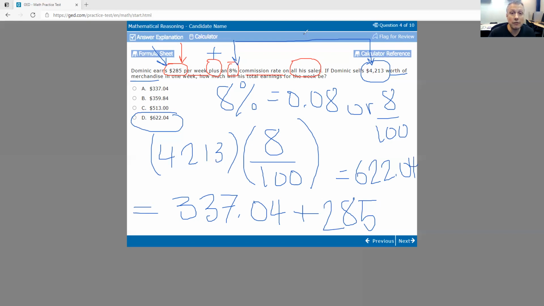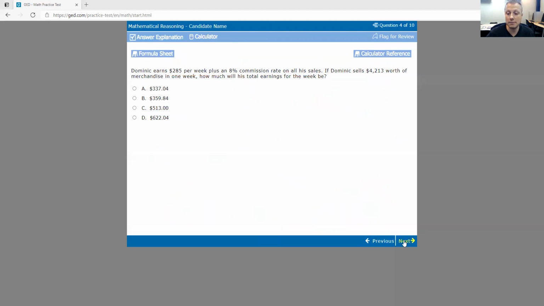Once we did that, we found the commission, but we still needed to add that to the set amount of money that he makes on a weekly basis. And then once we add those two together, then we found out the total income that he made that week. So be very careful with this problem. It is always something that we should be expecting for the exam.